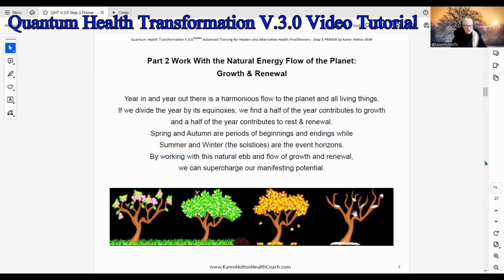Part 2, work with the natural energy flow of the planet, growth and renewal. Year in and year out, there is a harmonious flow to the planet and all living things. If we divide the year by its equinoxes, we find a half of the year contributes to growth and a half of the year contributes to rest and renewal. Spring and autumn are periods of beginnings and endings, while summer and winter, the solstices, are the event horizons. By working with this natural ebb and flow of growth and renewal, we can supercharge our manifesting potential.